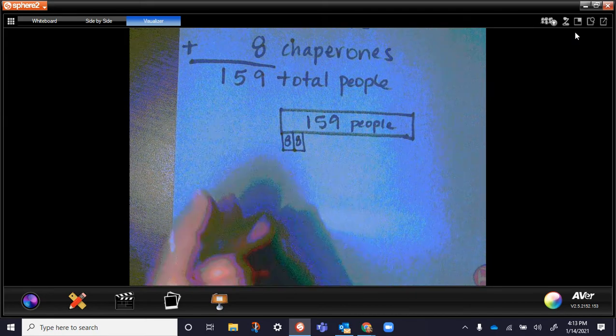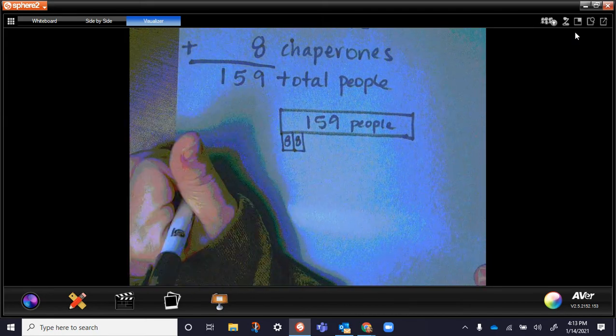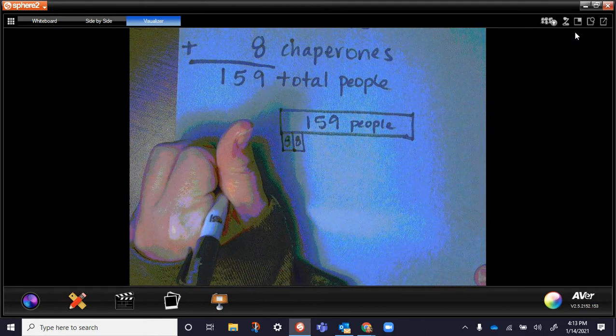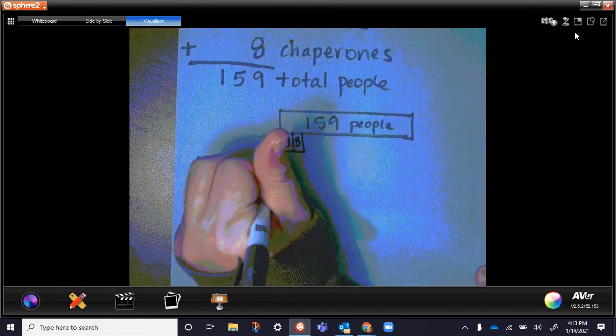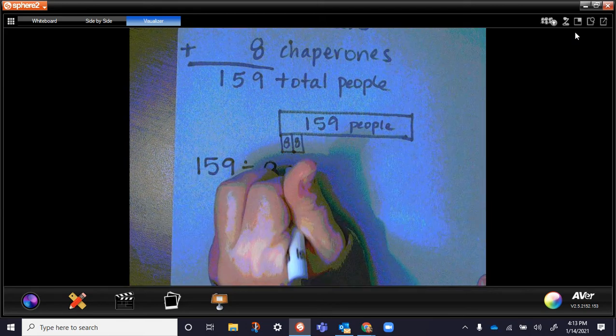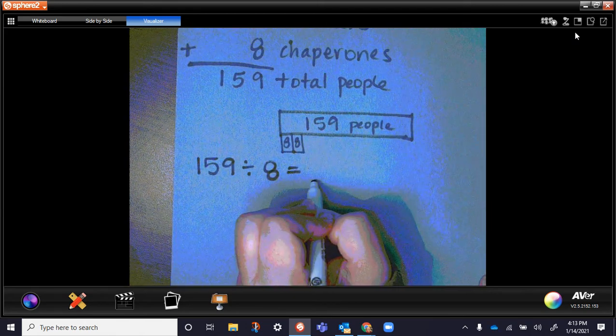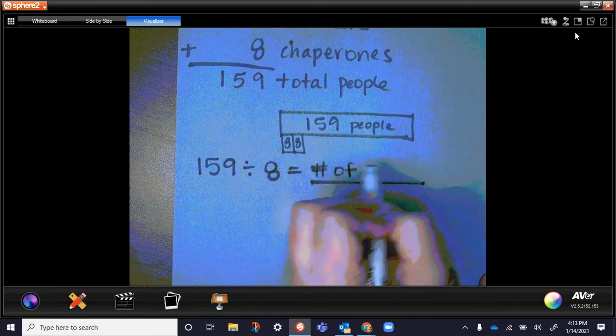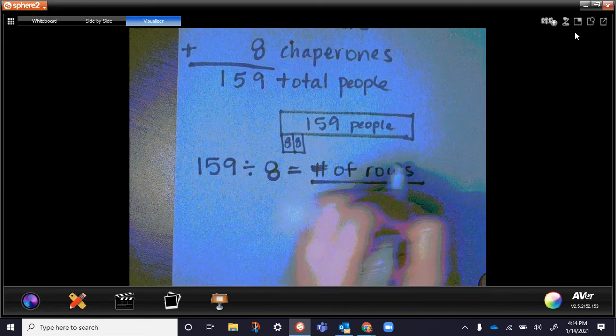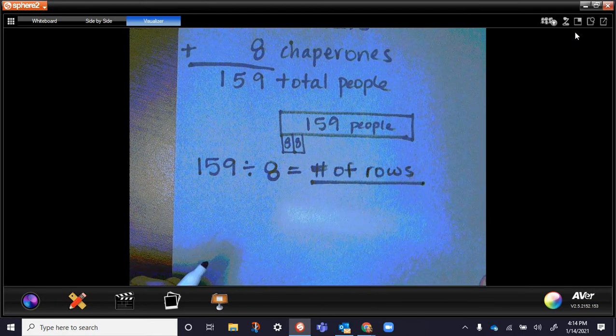So my plan to solve this is going to be to take 159 people, and I'm going to divide this by the number that can go in each row. And what that's going to give me is it's going to tell me the number of rows that I need, okay, so that I can fit all these people.